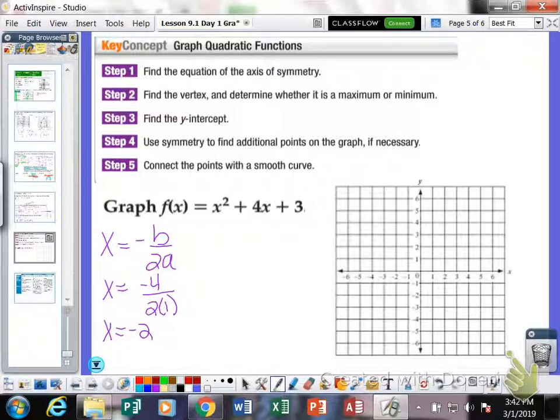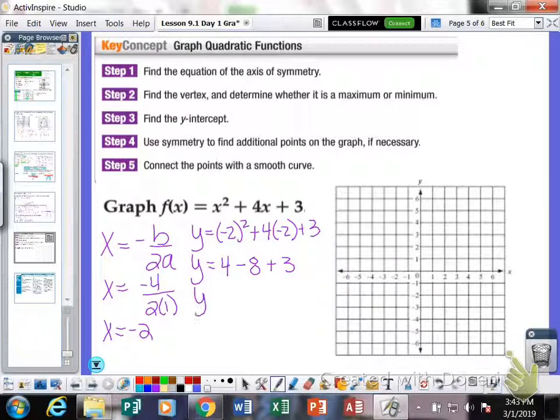All right, substitute it back in. Y equals negative 2 squared plus 4 times negative 2 plus 3. Y equals 4 minus 8 plus 3. Y equals 4 minus 8 is negative 4, plus 3 is negative 1. So, find the equation of the axis of symmetry: I know that x equals negative 2 is my axis of symmetry equation. The vertex is (-2, -1).